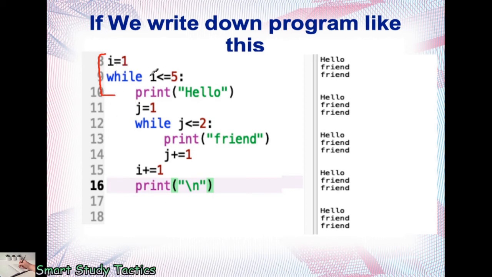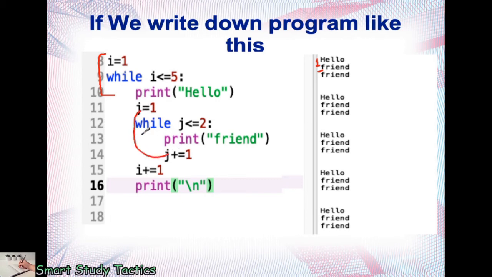So I equals 1, check the condition. The condition is true. It will print "hello" one time. Then it will come inside. J equals 1. Check the condition. Yes, the condition is true. Print "friend". Print "friend". Okay. Now increment J.